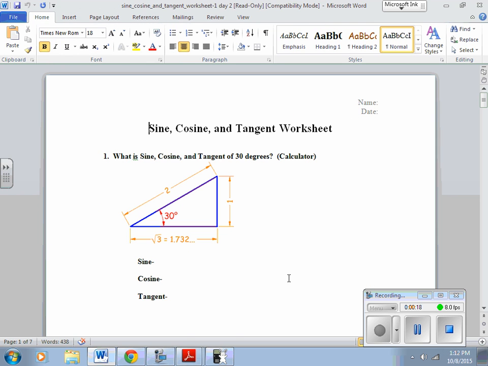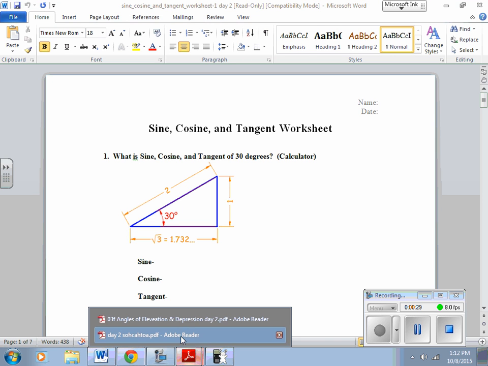We're going to start working with problems that involve some functions on the calculator that involve sine, cosine, and tangent. Okay, so we'll get to this worksheet later.